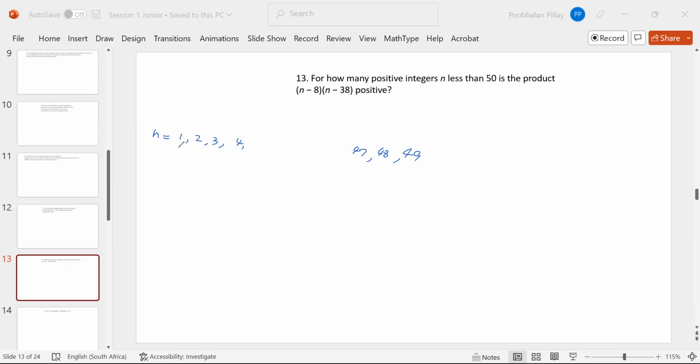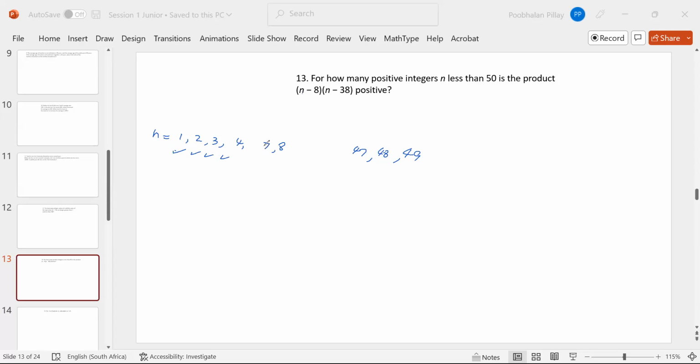So let's try these values. N equals 1. We'll do it mentally. If n equals 1, then this is 1 minus 8, which is negative 7. Here you get 1 minus 38, which is negative 37. When you multiply negative 7 and negative 37, you get a positive quantity. And so n equals 1 is accepted. If you try n equals 2, again you get positive. The problem arises when you come to 8, because when you come to 8, this is 0.